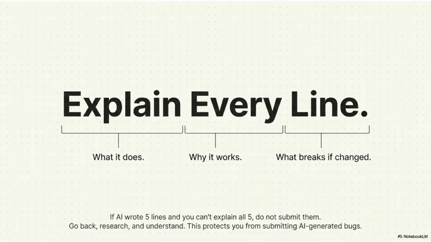If AI wrote five lines of code and you can't explain all five, go back, research it, understand it. This protects you from submitting AI-generated bugs and from failing exams where the same concepts appear without AI availability. The standard is not memorization, it's comprehension. You should be able to teach each line to a classmate.